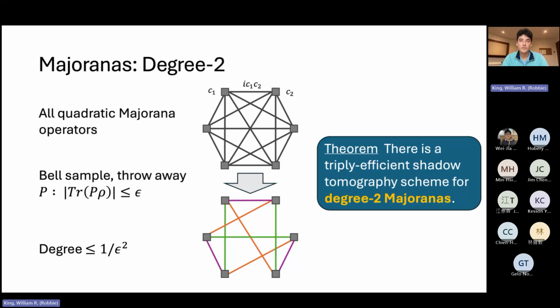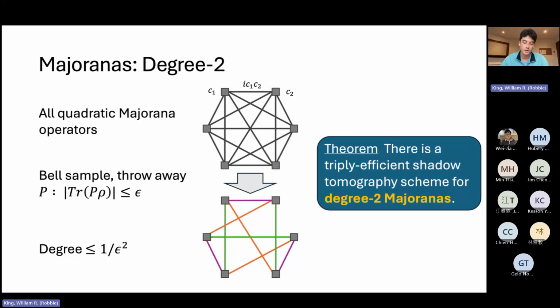And if you have a graph with a small degree, now we're searching for an edge coloring, right? Because if you have 2 quadratic Majorana operators that don't touch on an edge, they actually commute. So an edge coloring is the right object to partition this into sets of commuting operators. And a low degree guarantees that there is a good edge coloring for the graph. You can in fact find this edge coloring with the greedy algorithm, which is good enough. So this completes the steps and says that there is a triply efficient shadow tomography scheme for the case of degree 2 Majoranas.